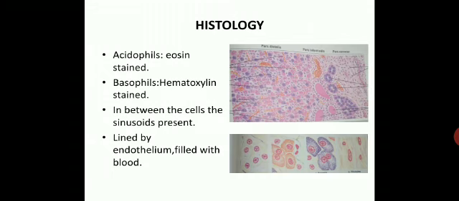And we have seen in the chromophores, we have acidophils and basophils. So, in this diagram, we can observe the acidophils which are eosin stained, and the basophils which are hematoxylin stained. In between the cells, the sinusoids are present, and they are lined by endothelium and filled with blood.